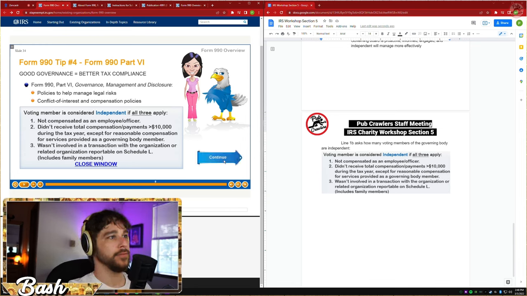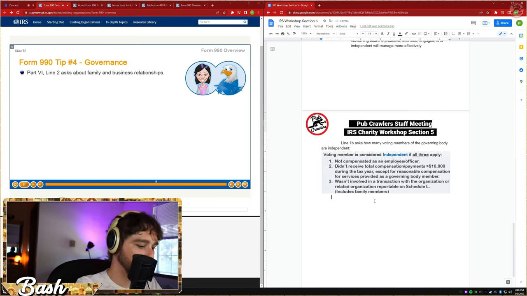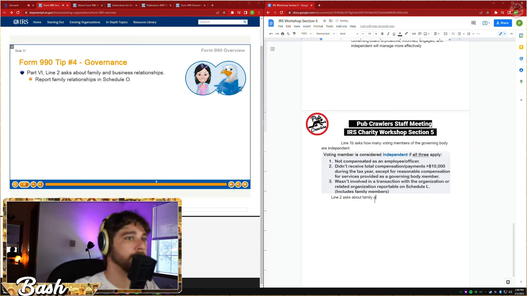Select the Continue button for more on Part 6. Any questions? Nope. Part 6, Line 2 is also important. It asks about relationships among directors, officers, trustees, and key employees of the organization. Your organization should report any family relationships between these people in Schedule O.